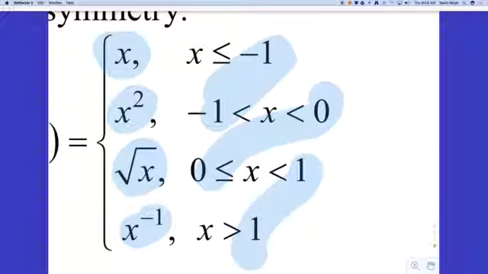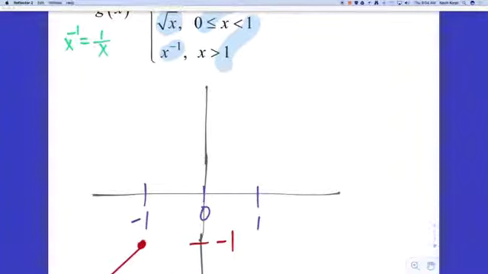+1. Good. So at -1, +1, we put a what? Open circle, solid dot. Open circle. So -1, 1. Here we come. -1, 1. There's 1 right there. We put an open circle.